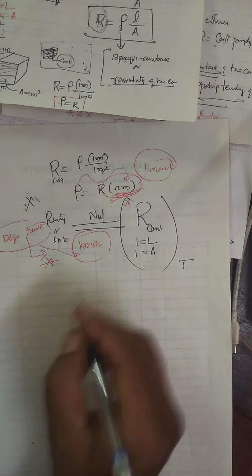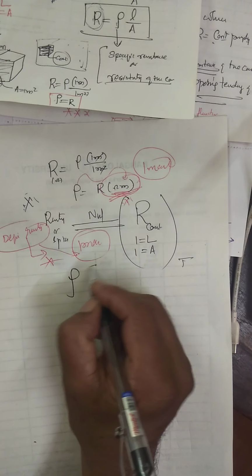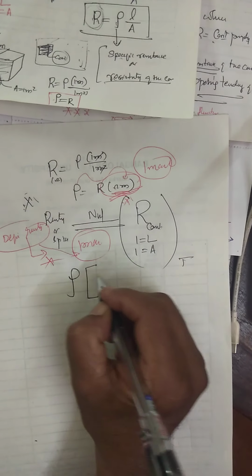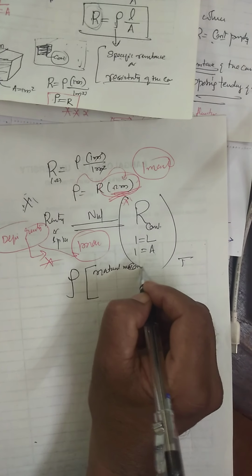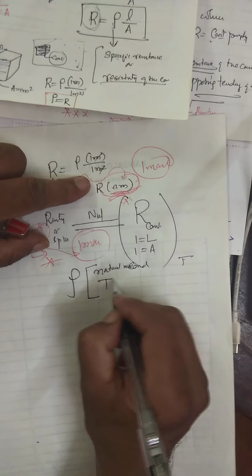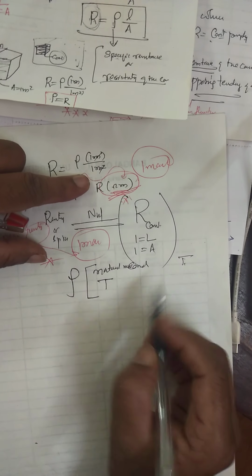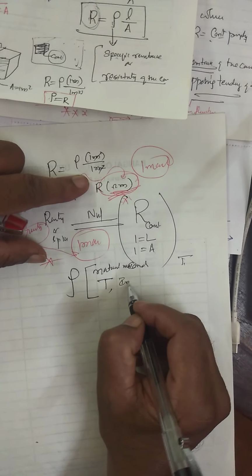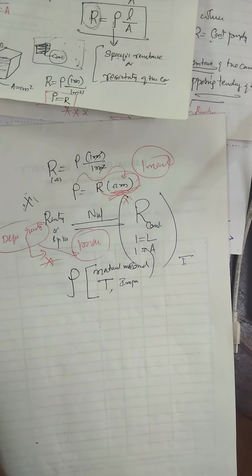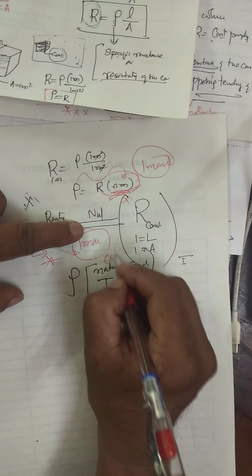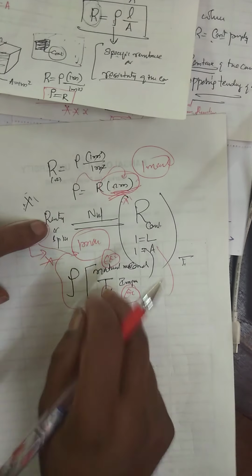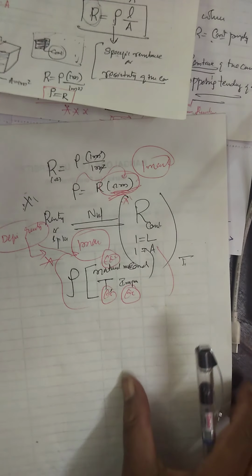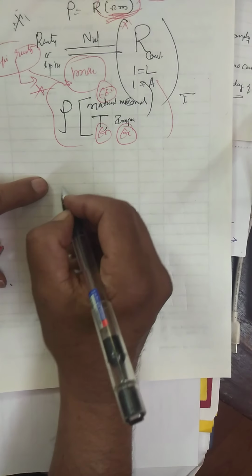On what factors does the resistivity depend? The resistivity depends on the nature of the material, the nature of the conductor, the temperature of the conductor, and the presence of impurities. These are all things they have asked in CET. They have asked in the final exam also. Right? Now I will tell you what is the conductance.